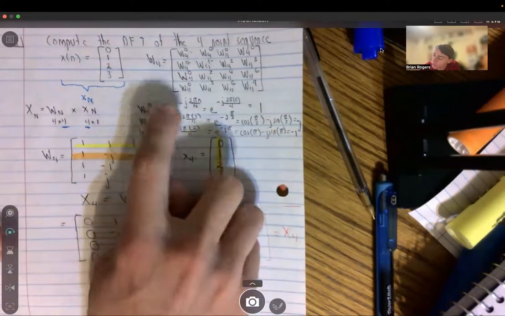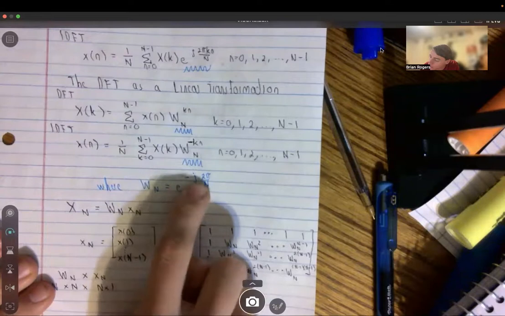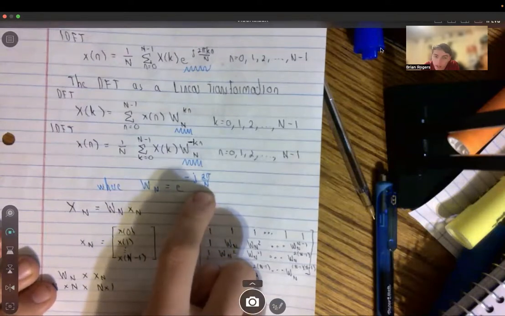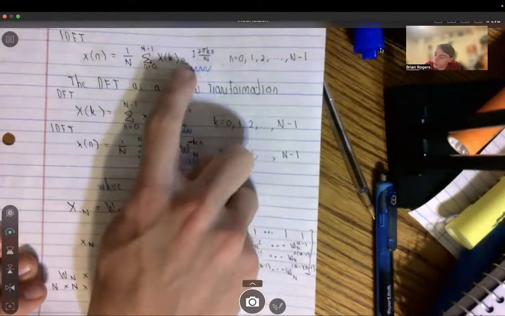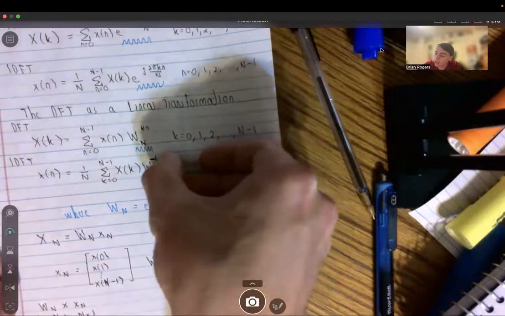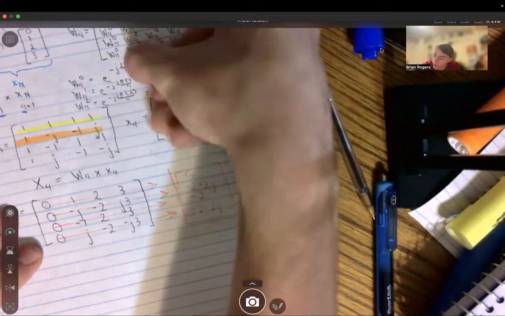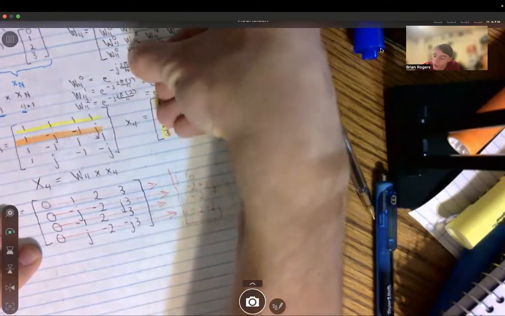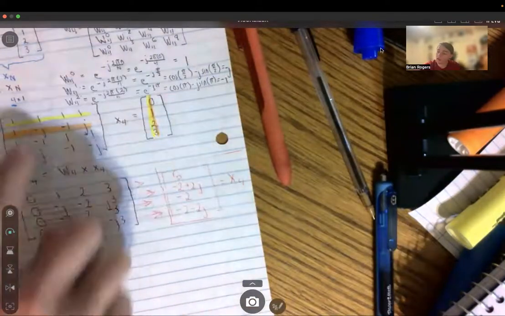W4 is 0. Remember, W_N we define as e to the negative j 2 pi over capital N. But remember, in our numerator, that is what we multiply by here. If you look back at the original, the n times k is given in the top part here. That's why we add e to the negative j 2 pi over capital N. That's our W_N, but multiplied by what's in the numerator here, and 0 gives you 1. That's how we solved for each of these.